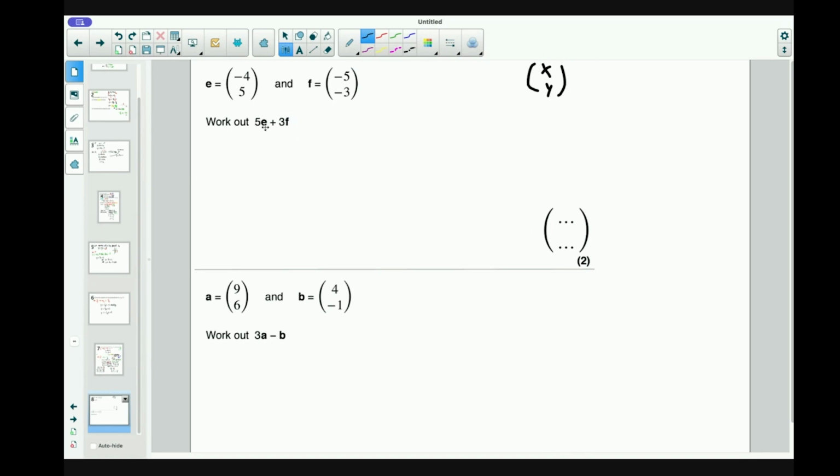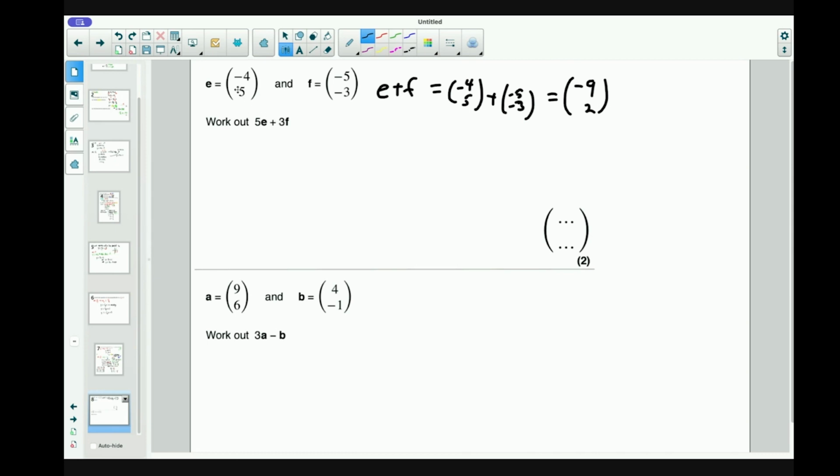When we are multiplying vectors, let's go with adding vectors first. If we were just adding e plus f, we would add them straight across. So e plus f is -4, 5, plus -5, -3. -4 plus -5 is -9, and 5 plus -3 is 2. So our resultant vector would be -9, 2, if we were just adding the two.